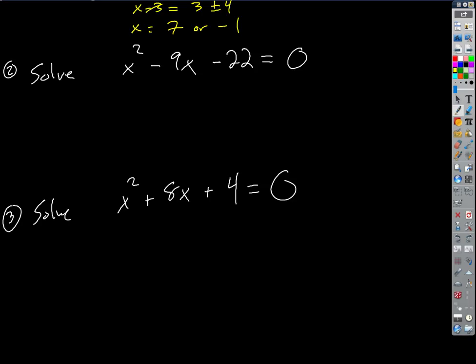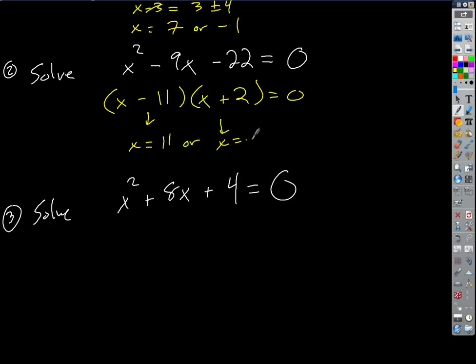So does this break apart? If it does, A is equal to 1, so X's go there, right? Can we find magic numbers that multiply to -22 and add to negative 9? Negative 11, or minus 11 plus 2. Okay, -11 and plus 2, and then by the zero product property, what are our solutions? 11, negative 2. Good, okay. So what about number 3?